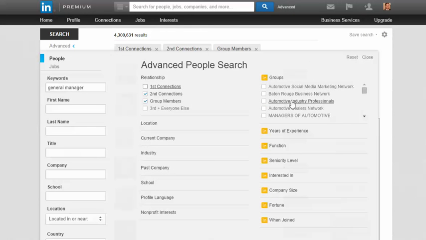You can target people in specific groups. So if I wanted to target somebody that I'm a member of a group with, I could target specific people in automotive groups. So this is one of the benefits of joining a lot of groups. You can target their company, their title.